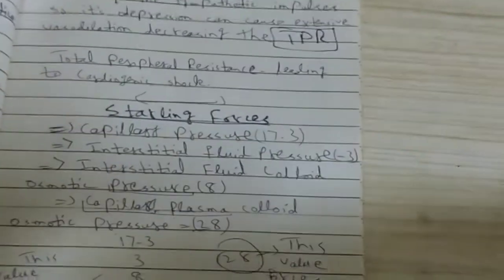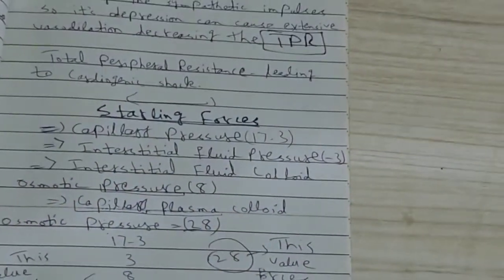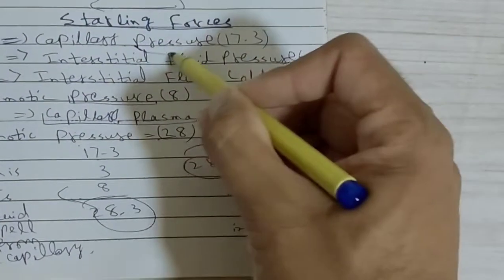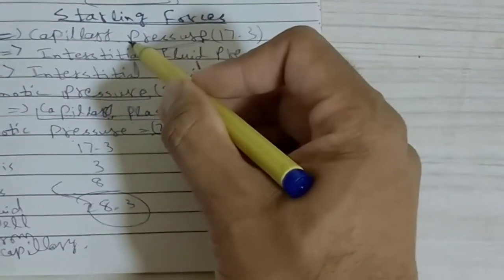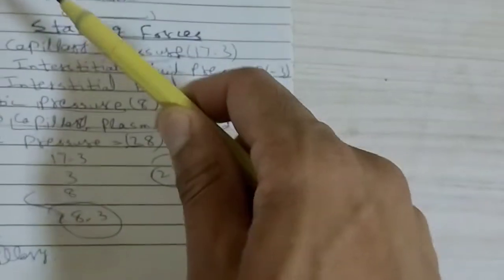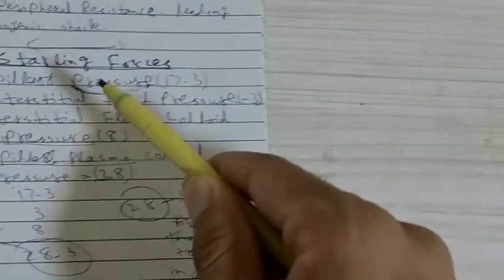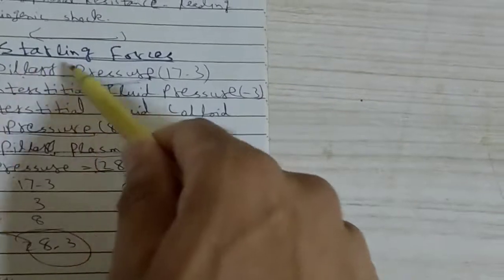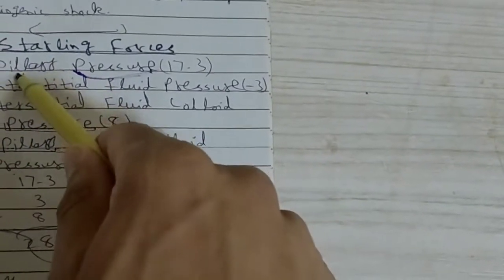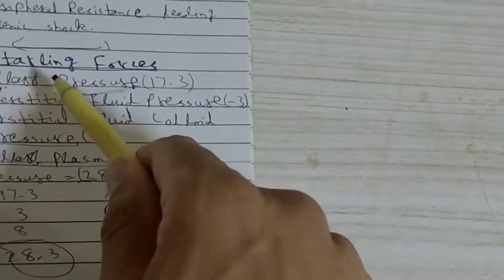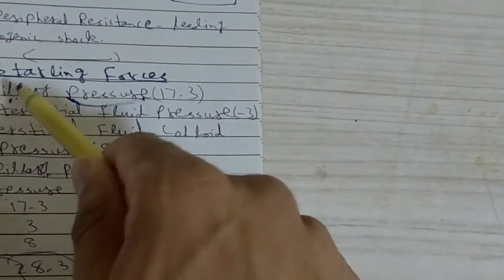First of all, the pressure, and then the colloid osmotic pressure. What is the difference between the pressure and the colloid osmotic pressure? Whenever you see the word pressure, you must keep in mind that it indicates that the fluid would be propelled or excluded out of the particular region associated with it. Like if it is capillary pressure, it means that this pressure is forcing the fluid to come out of the capillary.